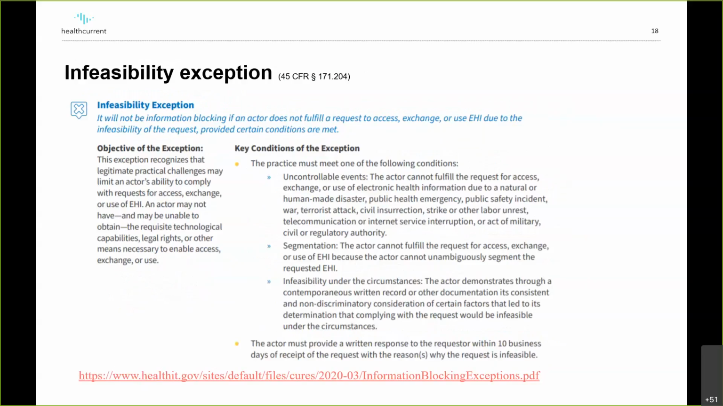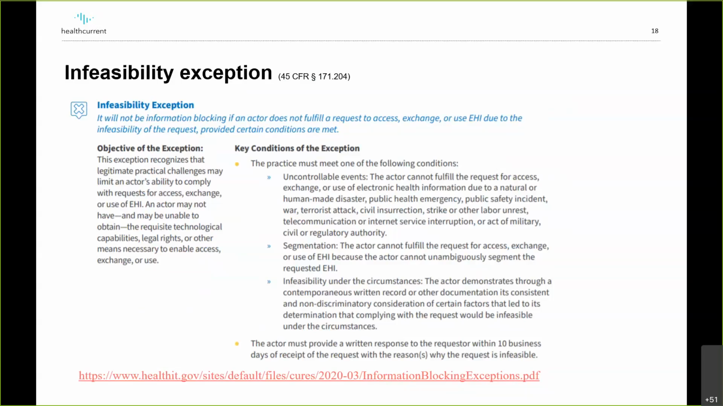The infeasibility exception is going to be really important for, I think, all actors. This exception recognizes that there are going to be practical challenges for your ability to comply with any given request for access to EHI. It could be infeasible, and you can qualify for this safe harbor if one of three circumstances applies. Either we're talking about uncontrollable events like a natural disaster or a public health emergency like COVID-19. For example, if all your resources are tied up in responding to COVID-19 requests, you could qualify for this safe harbor because it might be infeasible for you to respond to the access request because of the pandemic.